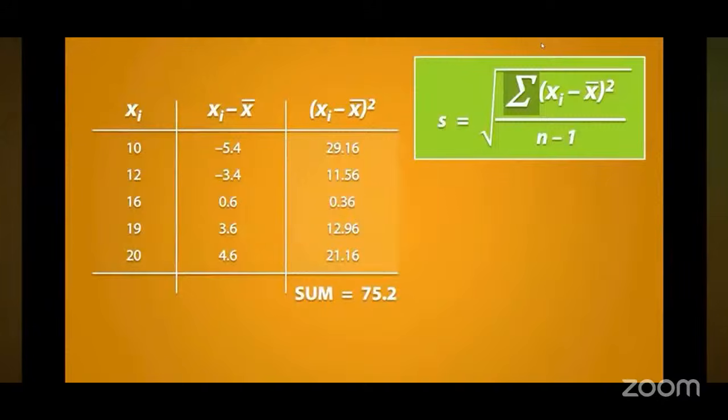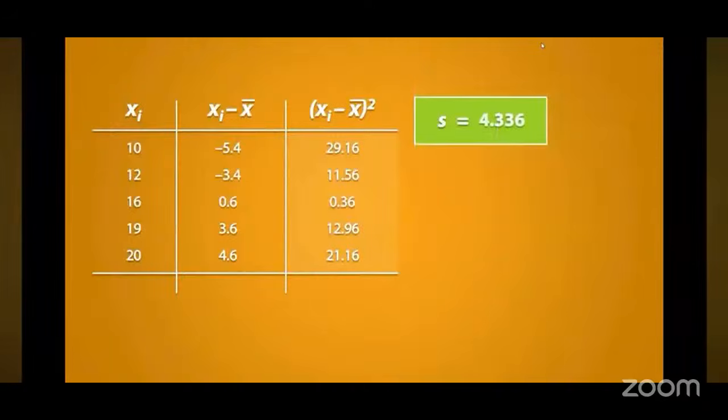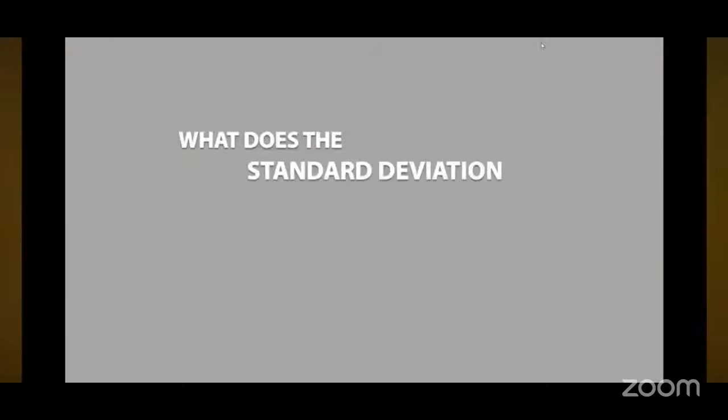Remember that we used this table to calculate the numerator of the formula, so we can now replace it with 75.2. From here, the formula should be pretty straightforward. N refers to the total number of data values, and there are 5 data values in this dataset, so N is equal to 5. We can simplify this, and we end up with a standard deviation that is equal to 4.336.